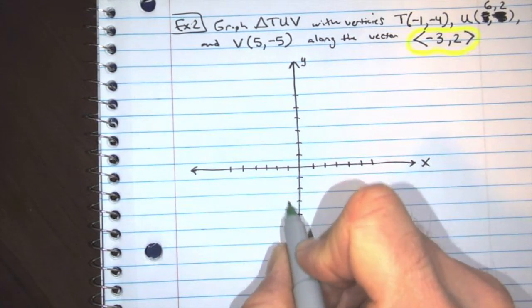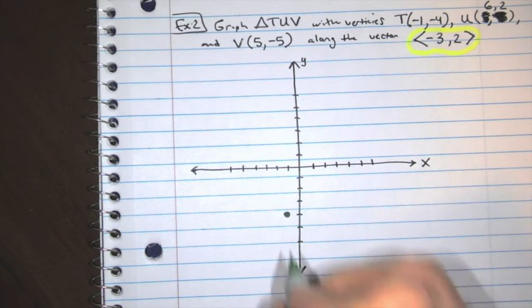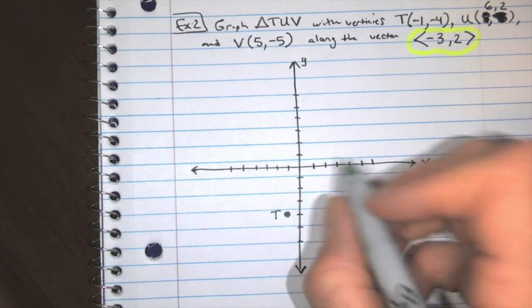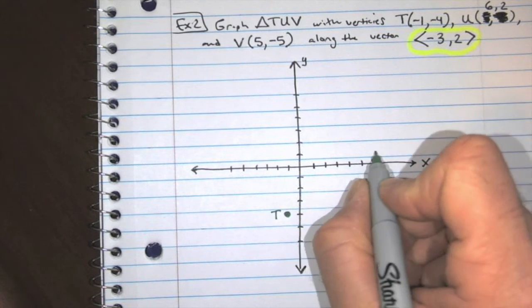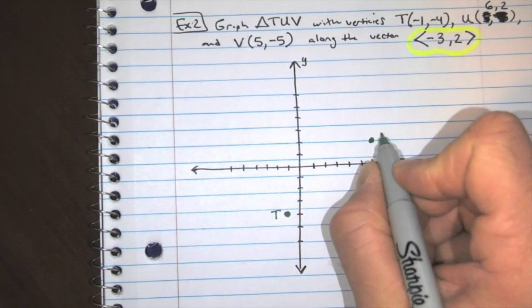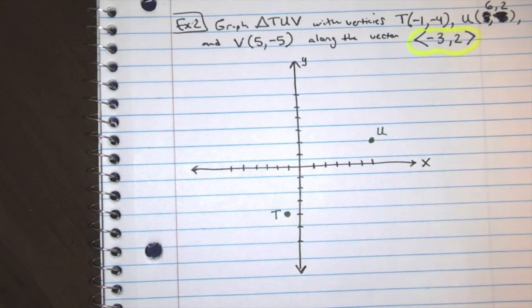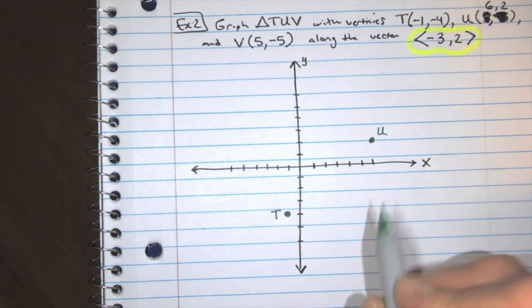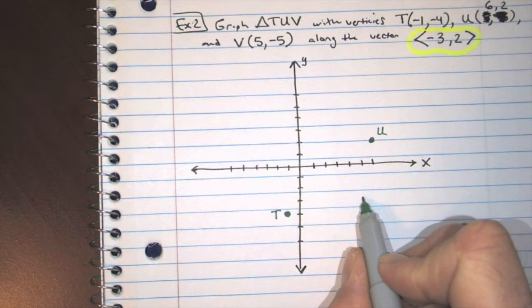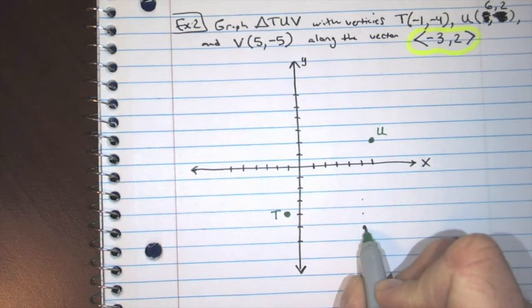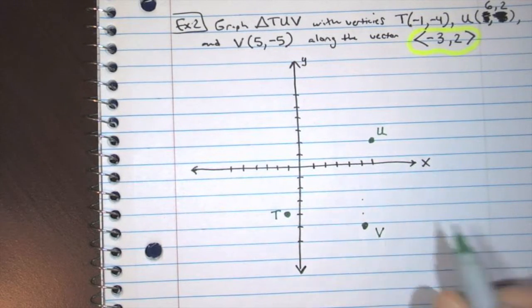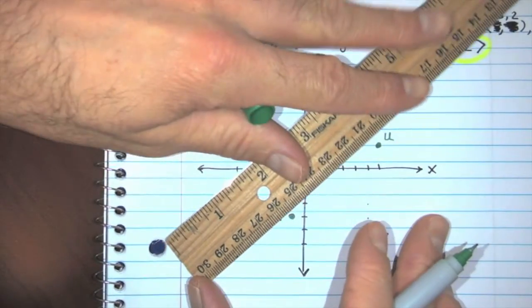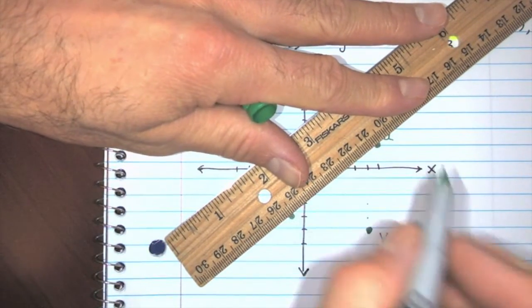-1, -4. We'll put T right there. And U is 6, 2. 1, 2, 3, 4, 5, 6. Up 2. Big fat point. And then V. Where are you, V? 5, negative 5. 1, 2, 3, 4, 5. 1, 2, 3, 4. Right there. Okay. Going to connect real quick. See a triangle, and then we're going to slide it.